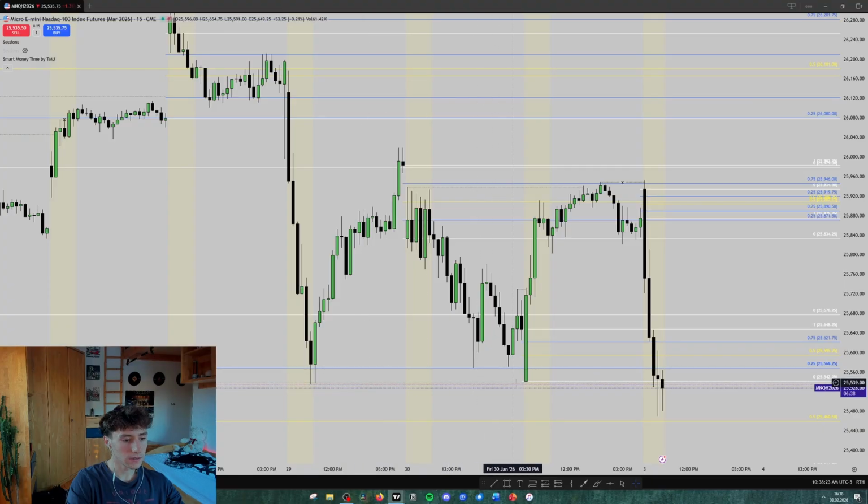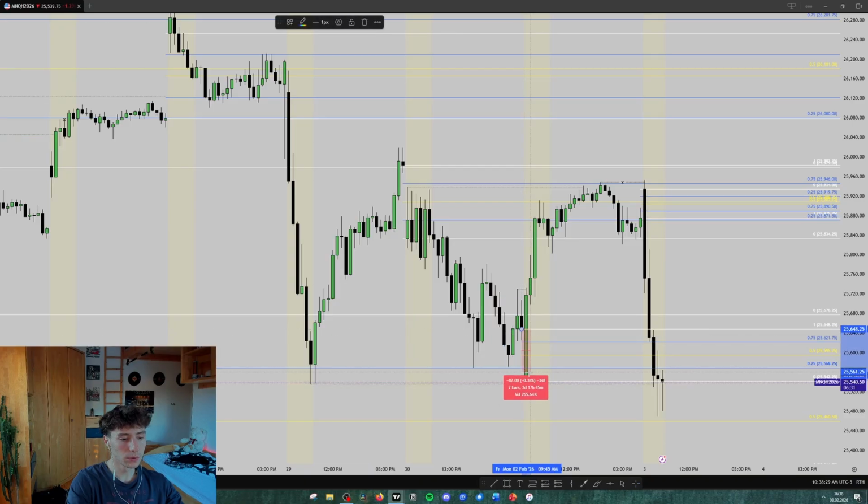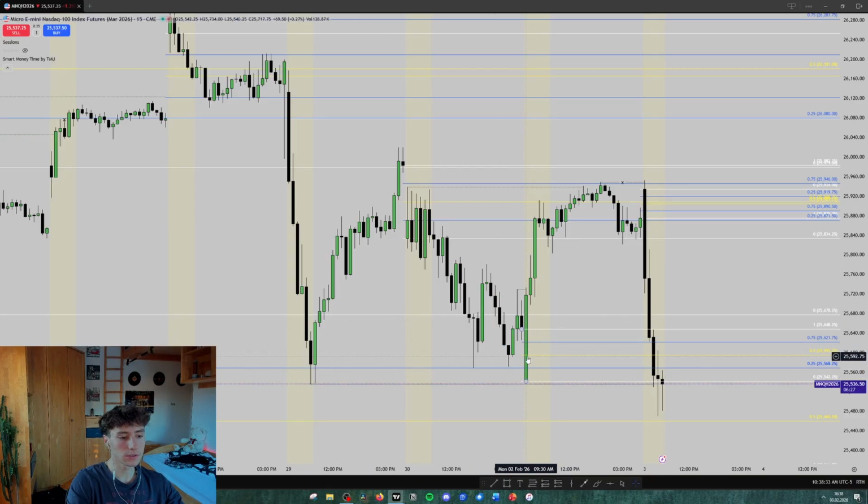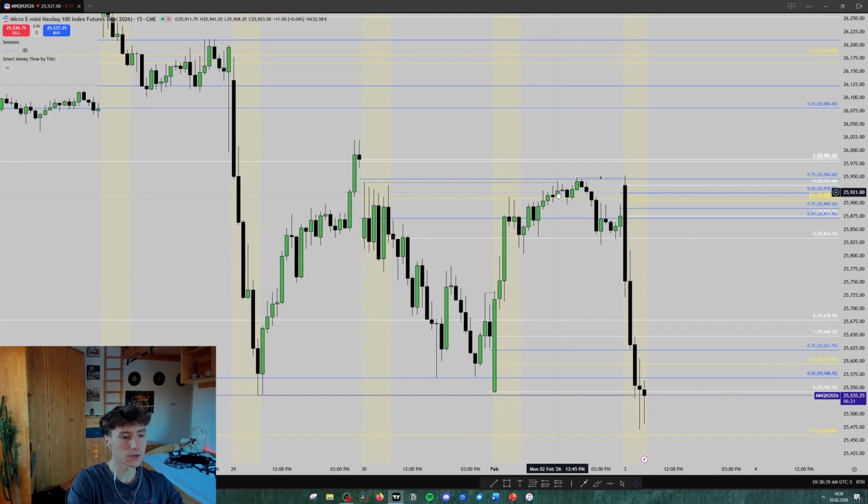We created right here Monday equal lows, as you can see right here, and we had a new opening range gap to the downside of 106 handles and completely closed in the gap. Once we do that, we expect an only up day, and that's what we had yesterday. Only traded to the upside, seeking basically buy sell liquidity right here. Also the engineered buy sell liquidity right here.